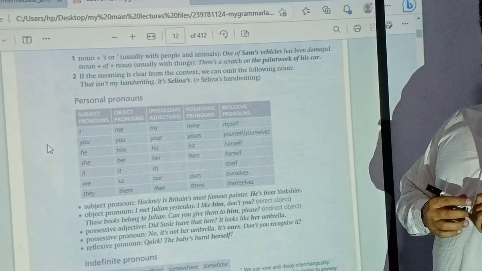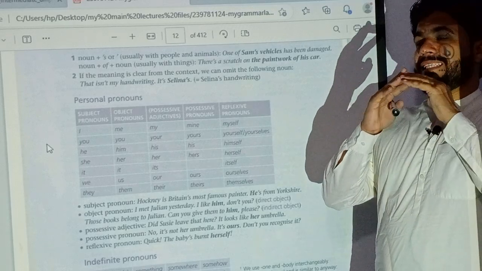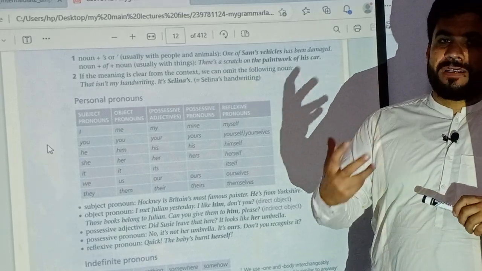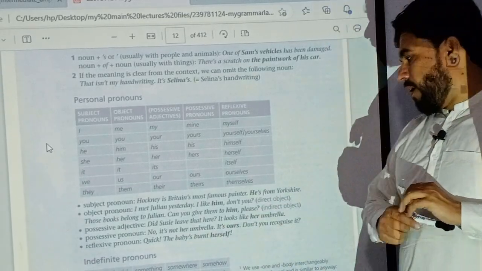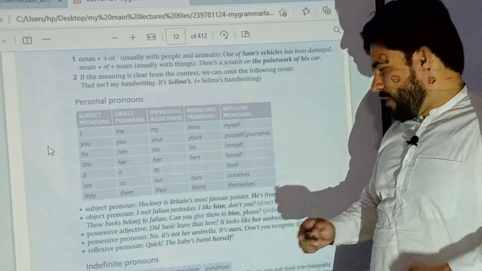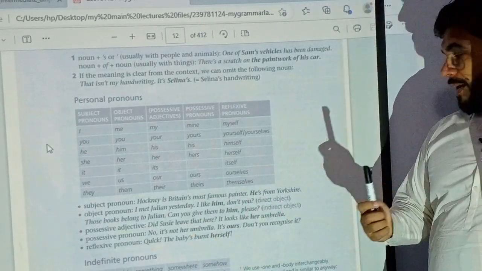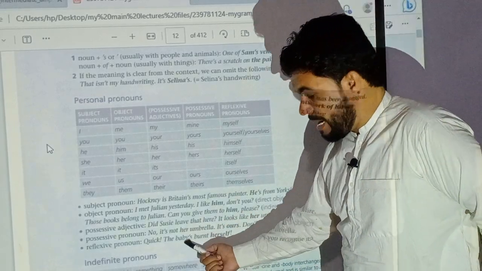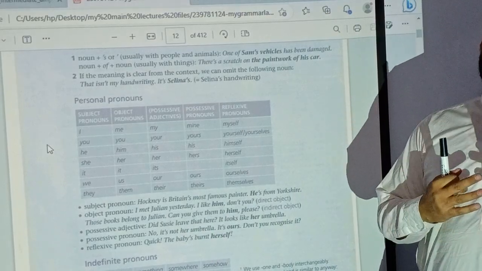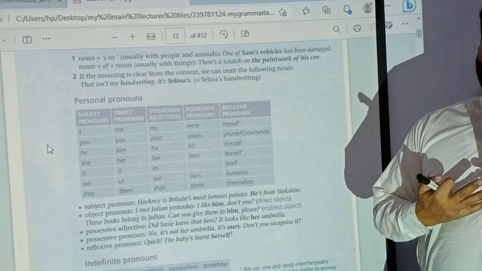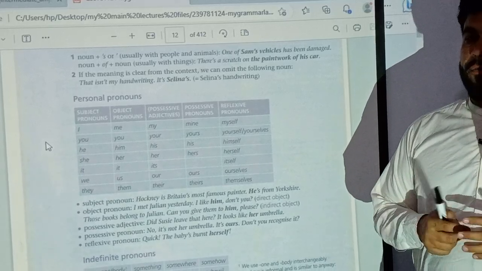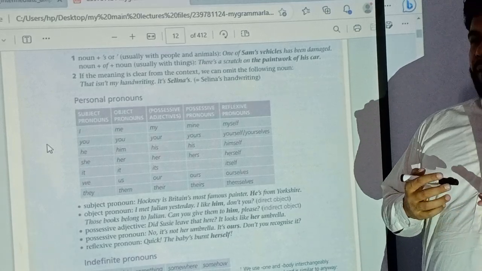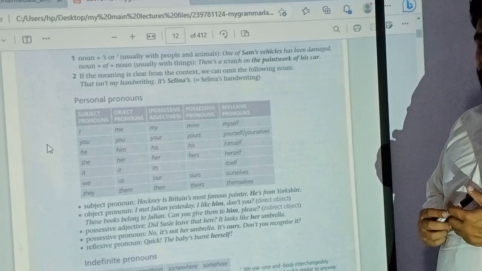Now reflexive pronouns are used in a sentence when the subject and the object of a sentence are the same. They're not different. Like, quick, the baby's burnt herself. So you see the baby is the subject, right? And burnt herself. So herself is an object referring to the baby. So the subject and the object of the sentence are the same, and we are using the reflexive pronoun. And there are certain verbs in the English language that primarily take reflexive pronouns with them.